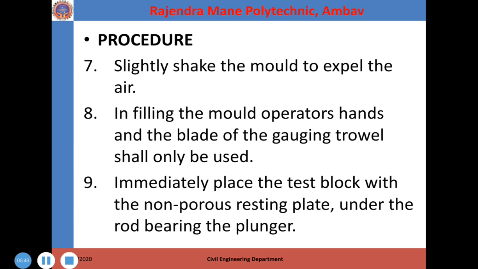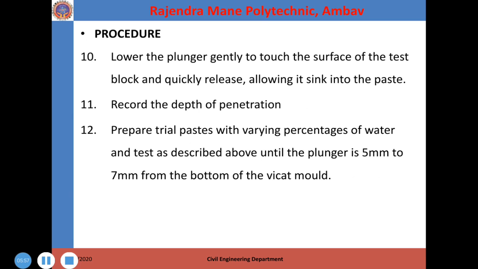Immediately place the test block with the non-porous resting plate under the rod bearing the plunger. Lower the plunger gently to touch the surface of the test block and quickly release, allowing it to sink into the paste. Record the penetration depth. Prepare trial pastes with varying percentages of water and test as described above until the plunger is 5 mm to 7 mm from the bottom of the Vicat mold.